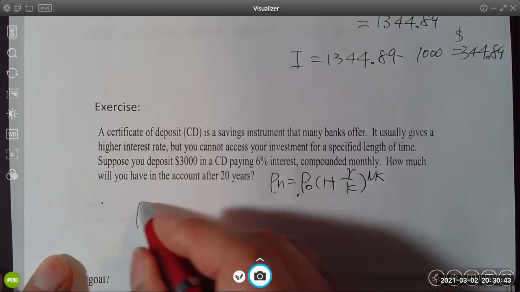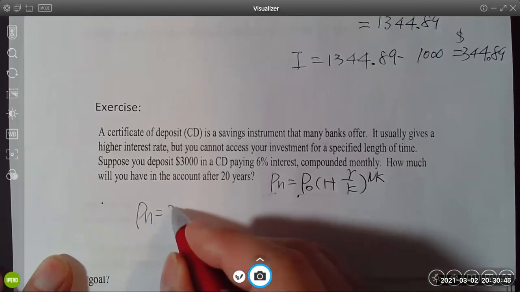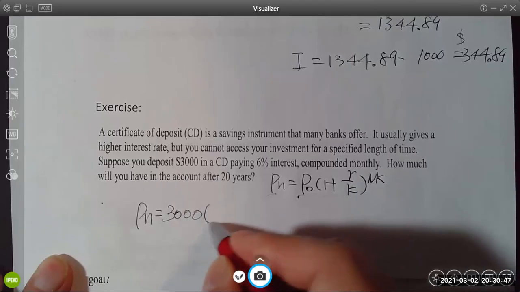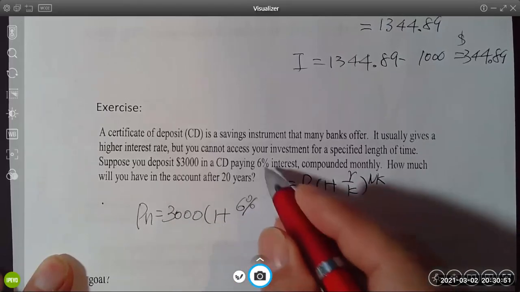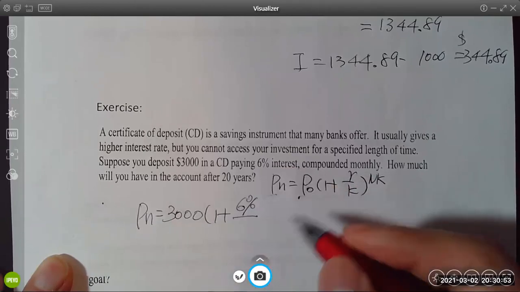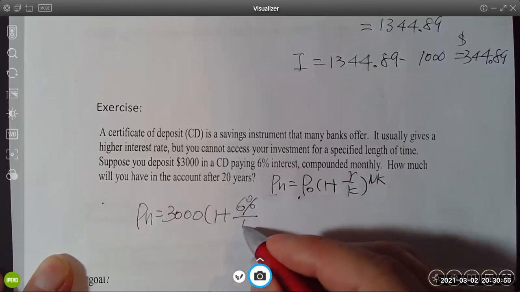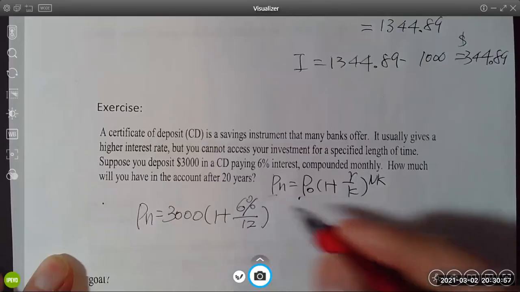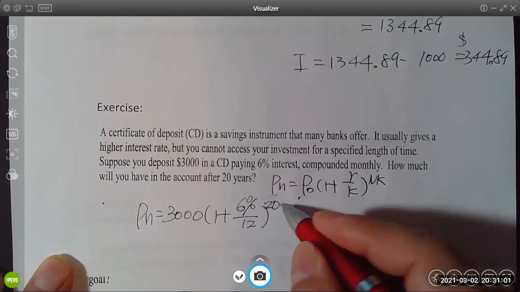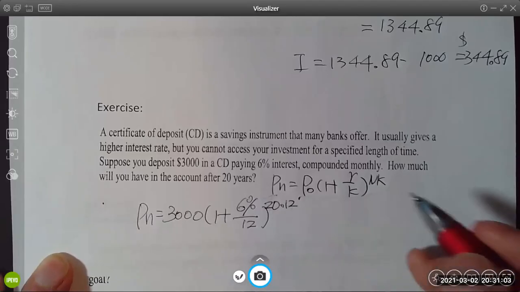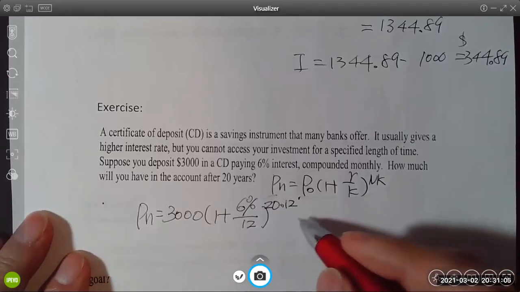So future value equals deposit $3,000, times 1 plus interest rate, which is 0.06. This interest rate is always the annual rate. Now we compound monthly, certainly this is 12. And to the power of nk, we have 20 years. Each year we do it 12 times, so totally we compound it 240 times.